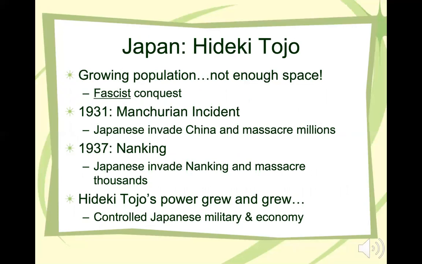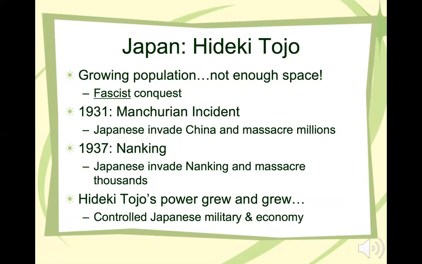Japan had a growing population at the time, but we know that Japan, of course, is an island nation and it's not very big. There just simply was not enough space. So they go on this fascist conquest. Again, there's that term fascist or fascism, wanting to claim a superiority of a race potentially, and that's exactly what Tojo felt. So they started expanding as well. Notice the other ones we're talking about are in Europe. Of course, this is in Asia.